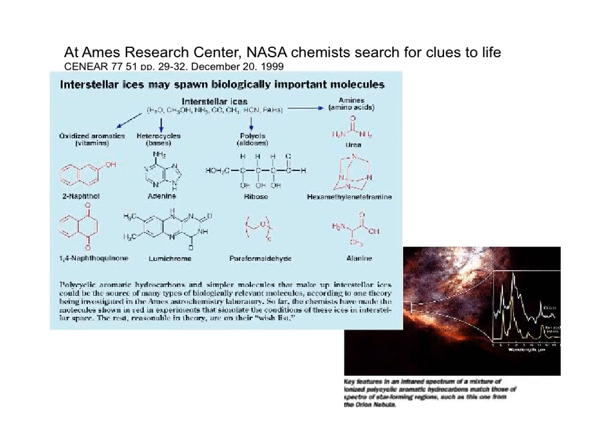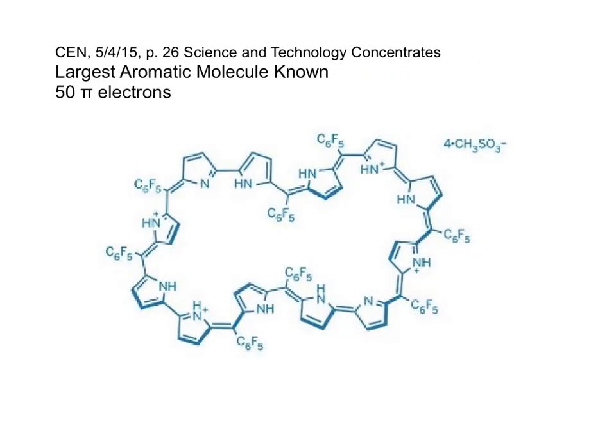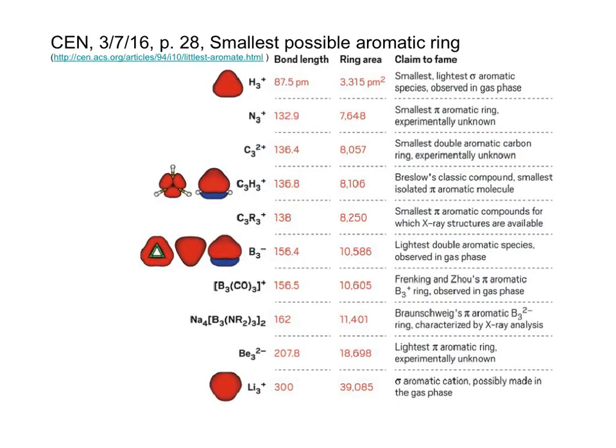So some aromatic compounds may be found in space, perhaps because they're so stable. The largest aromatic compound known has 50 pi electrons, so stop the video and count those pi electrons. And the smallest possible aromatic ring will have 2 pi electrons.